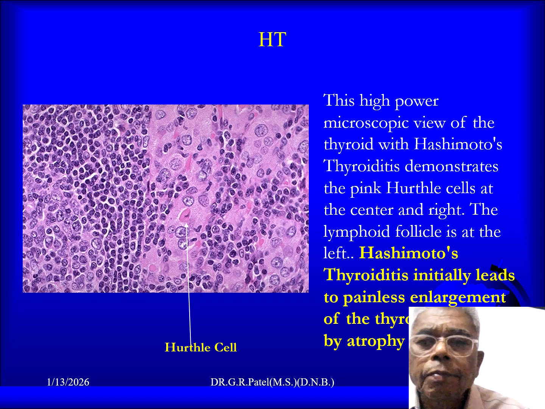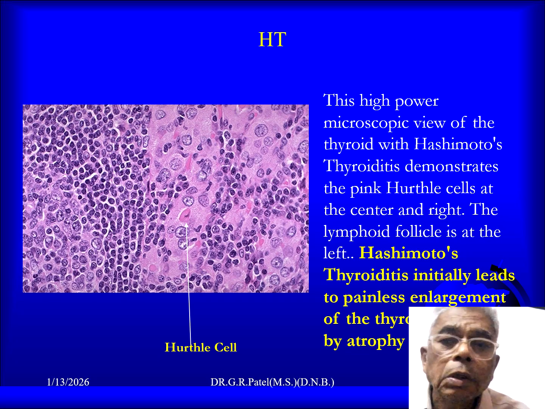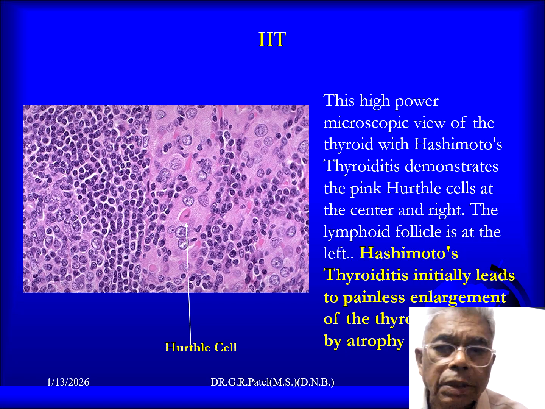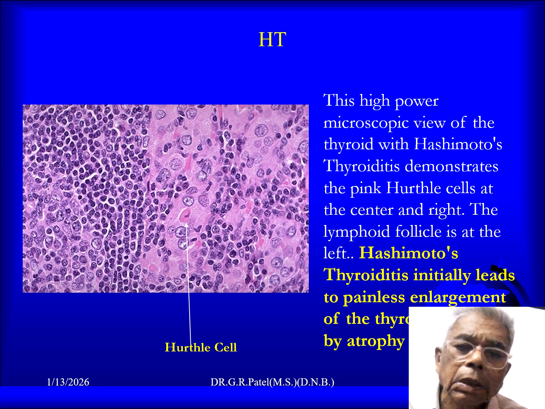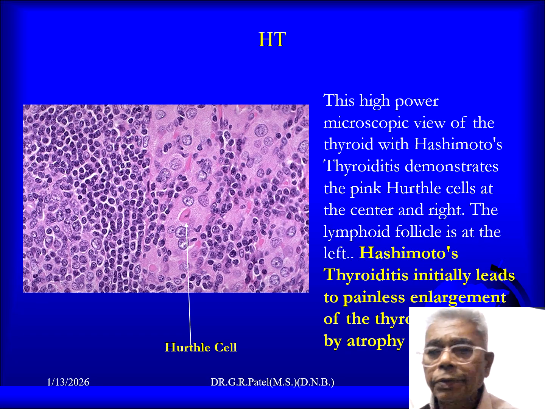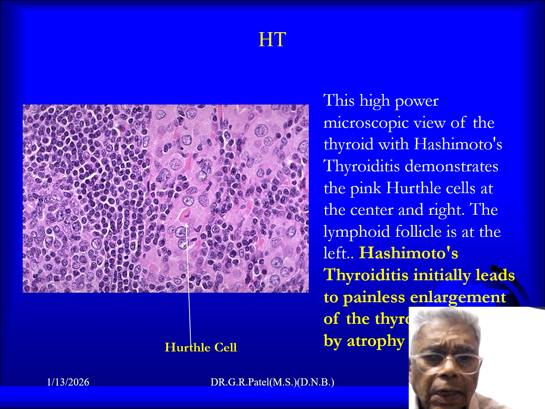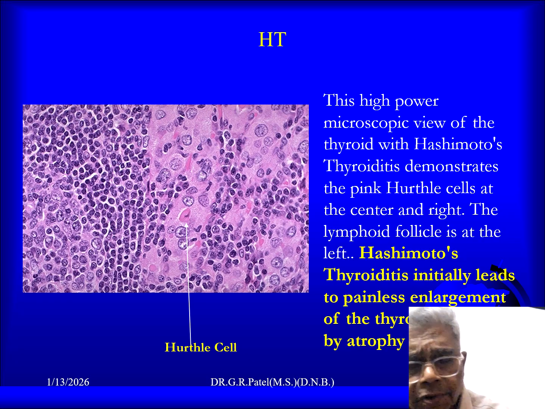This high-power microscopic view of the thyroid with Hashimoto's thyroiditis demonstrates the pink Hurthle cell at the center and the right. The lymphoid follicle is at the left. Hashimoto's thyroiditis initially leads to painless enlargement of the thyroid and later on atrophy.